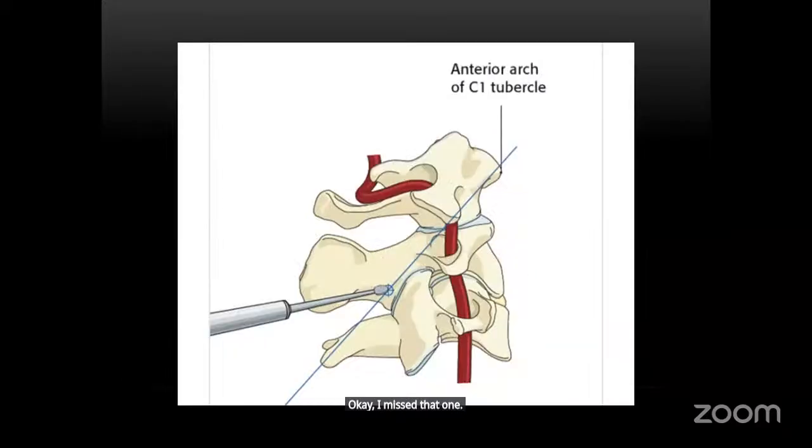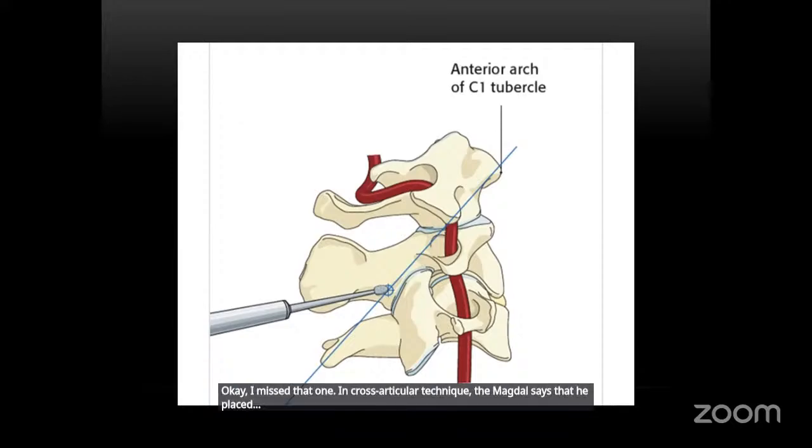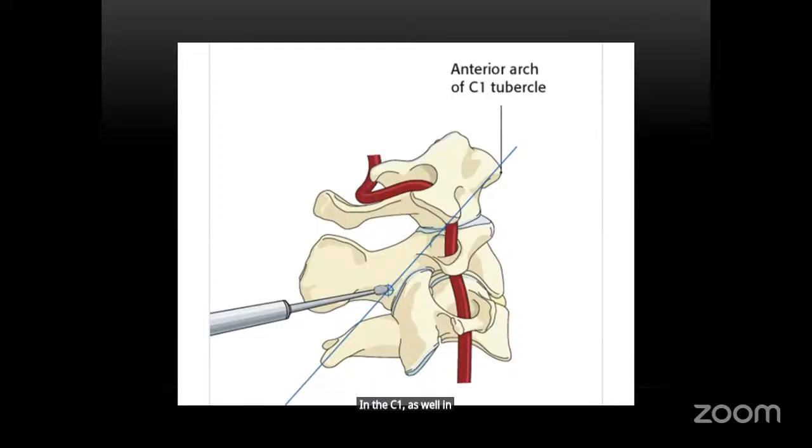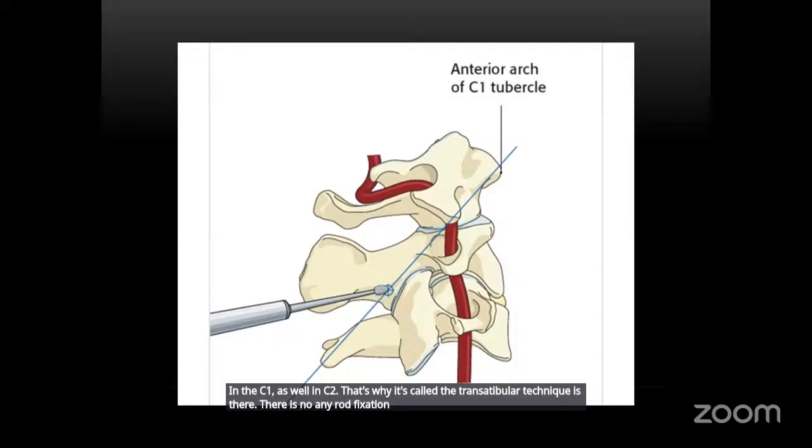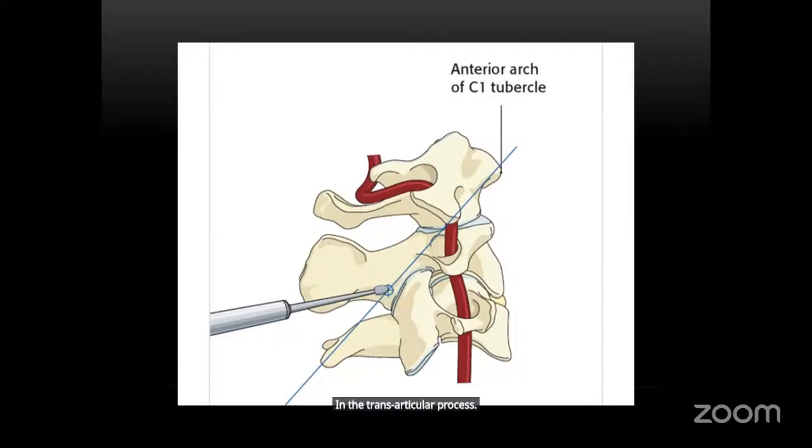In the transarticular technique, Magerl says that he placed only screws, you can see this over there. There are no rods in C1 or in C2. That's why it's called the transarticular technique. There is no rod fixation in the transarticular process. It is done through the facet joints.